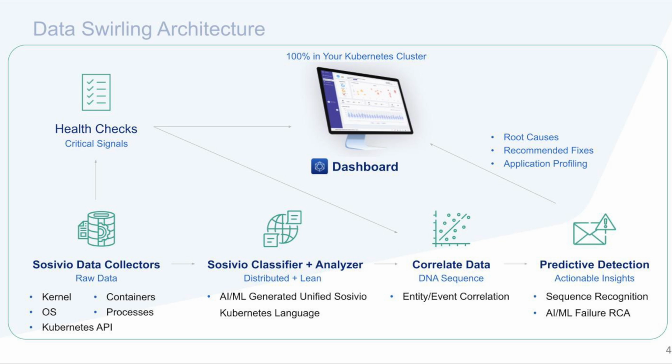Data swirling also allows us to provide fully automated application resource profiling, allowing you to properly allocate resources for your cloud-native applications. This fully optimizes performance and cost savings for your entire Kubernetes environment.